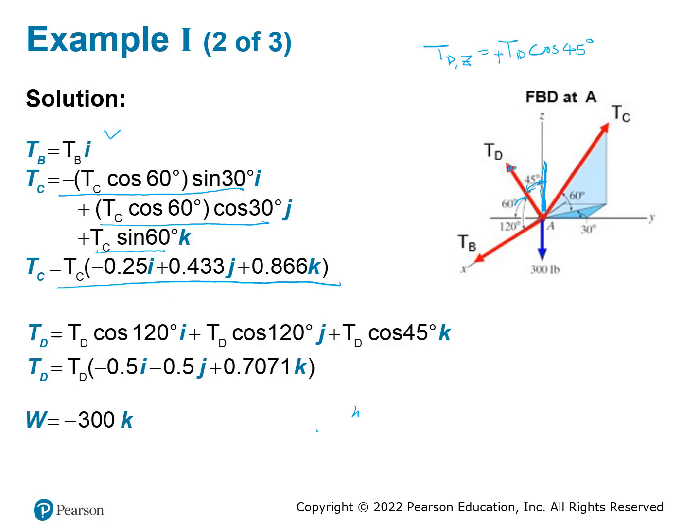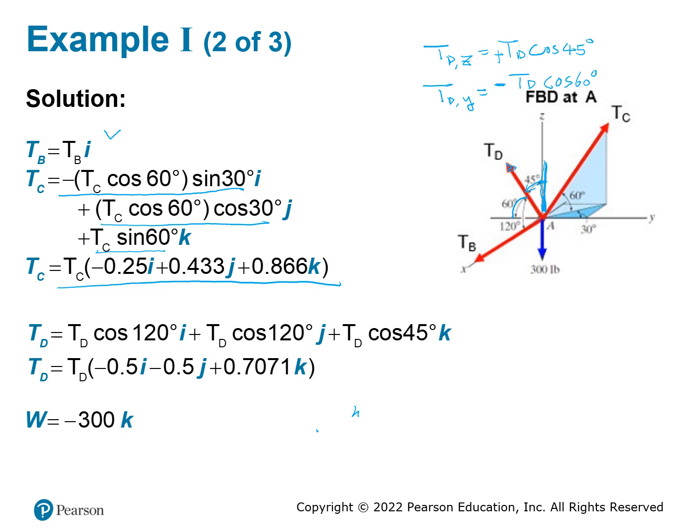Similarly, this one has a 60 degree angle with the negative y direction. So T sub D at y is going to be negative because it's in the negative y direction, and it's T sub D times cosine 60 degrees. And then you can find the D component in the y direction. And that's how you get these two here.